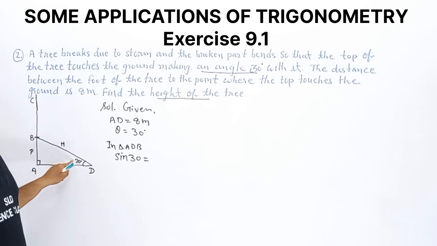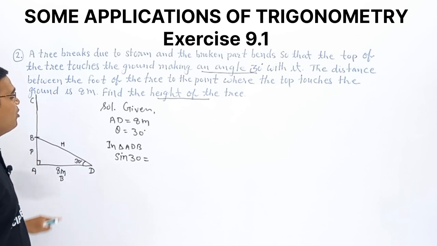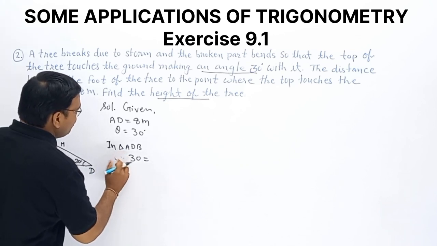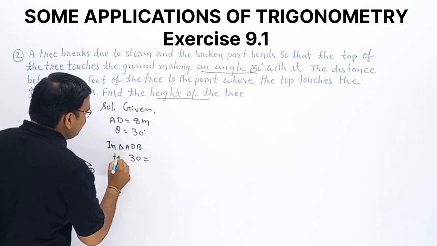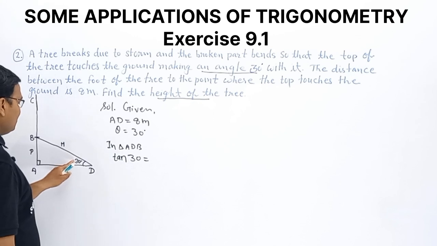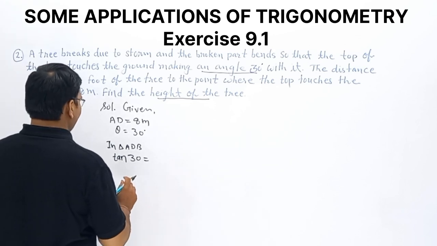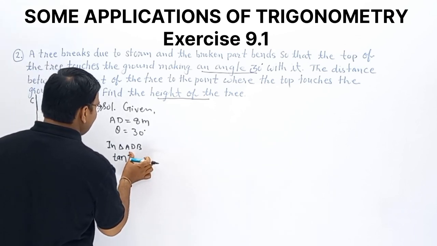So what trigonometric ratio will we use? We require the perpendicular and we are having the base. So perpendicular upon base will be tangent theta. So we should use tangent 30 degree. This is the acute angle; its opposite will be the perpendicular and its adjacent will be the base. Perpendicular upon base is tangent theta, so we use tangent theta.